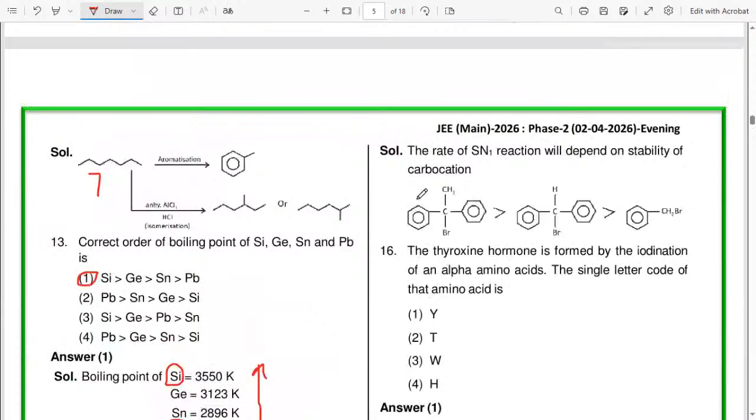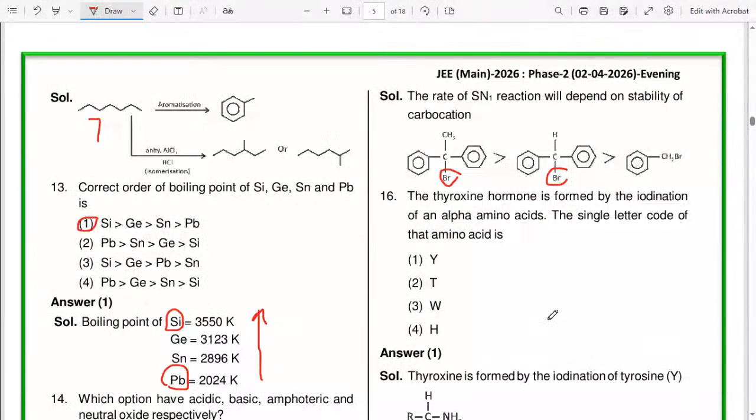How? See here, the rate of nucleophilic substitution reaction will depend on the stability of the carbocation. So which is more stable? This is more stable compared to this. This is diphenyl methane, right? So this is benzyl bromide. So among these three, this methyl diphenyl bromo methane is going to have an SN1 reaction very reactive compared to benzyl bromide. Next, question number 16.